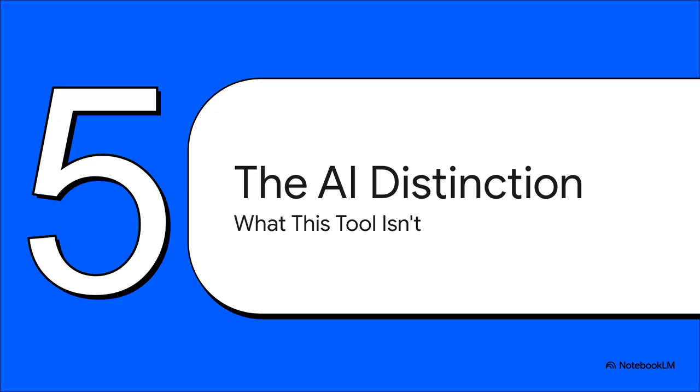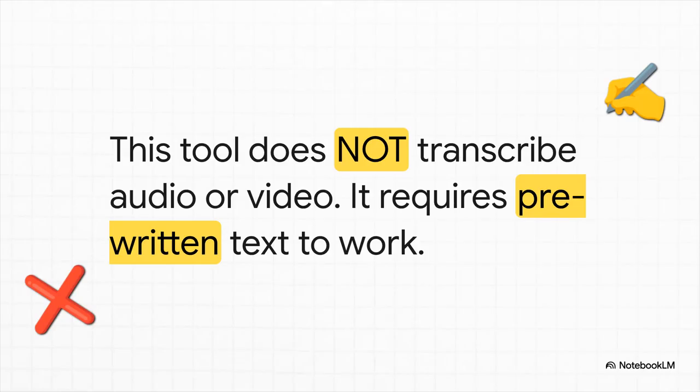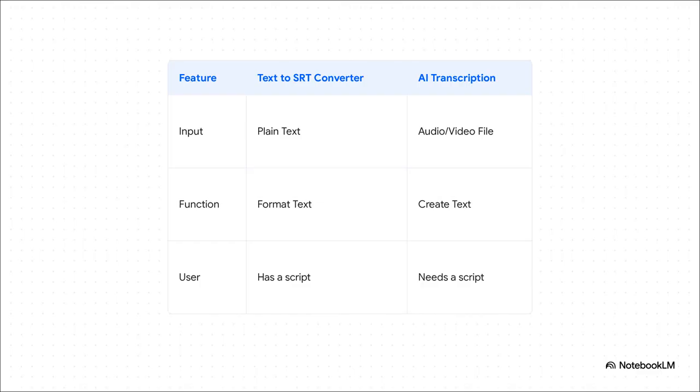And that brings us to a super critical distinction we need to make. Because, in this age of AI everywhere, it's just as important to understand what this tool isn't. So let's be crystal clear about this. This tool does not listen to your audio or watch your video and magically create text for you. It's not an AI transcription service. You have to bring your own text to the party. The difference is really simple when you break it down. With this converter, your input is text, and its job is to format that text. It's for when you already have the script. An AI transcription service is the total opposite. Your input is an audio or video file, and its job is to create the text from scratch.